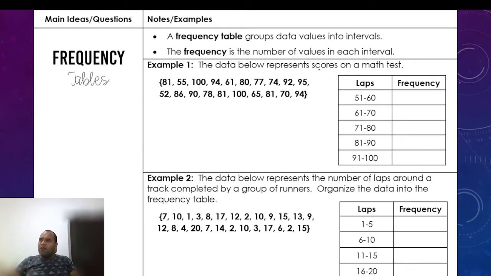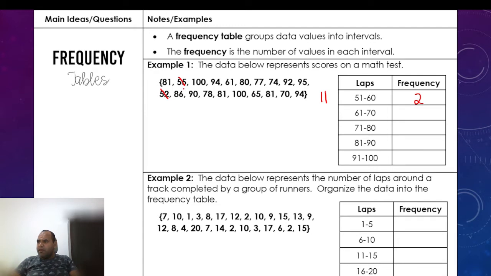The data below represents the scores on a math test. Let's see 51 to 60. Let's figure it out. I have 55 here, the first. How many more up to 60? No, 61, no. Over here in the first line, no. Okay, 52, another tally. Just 2. Then my frequency here is 2.